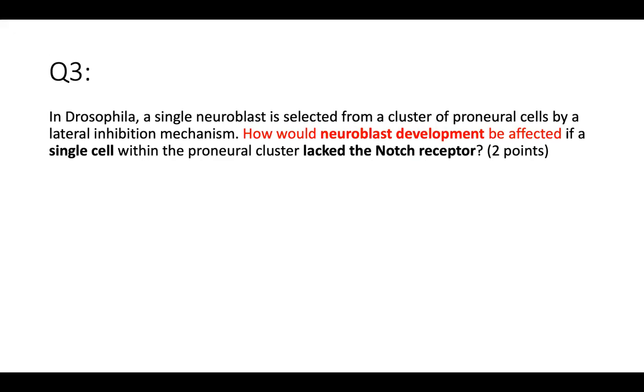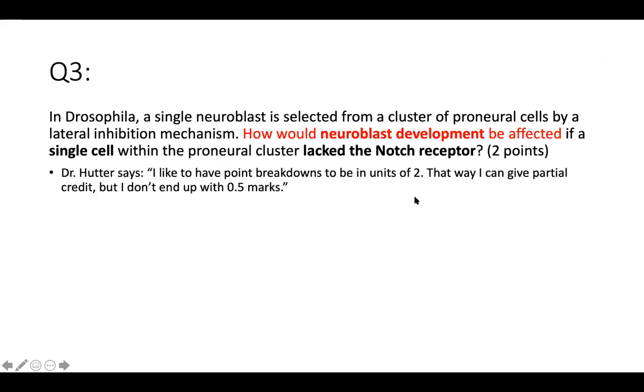So in Drosophila, a single neuroblast is selected from a cluster of proneural cells by a lateral inhibition mechanism. How would neuroblast development be affected if a single cell within the proneural cluster lacked the Notch receptor? 2 points. So this is clearly one concept with 2 points.